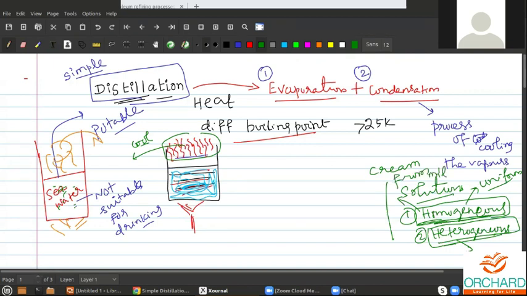Okay, to separate cream from milk, the centrifugation method is adopted. The fat which is dissolved in milk, where the solvent is almost water. Milk contains water, fat, and other nutrients. That fat can be separated from the milk through the method of centrifugation.